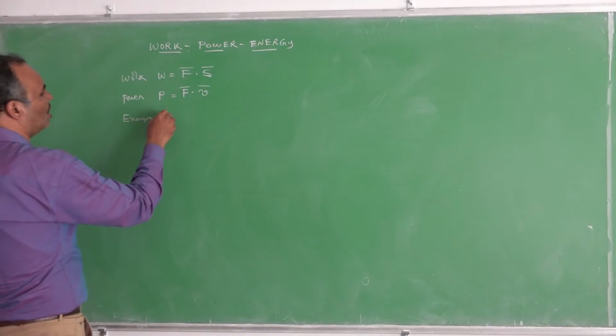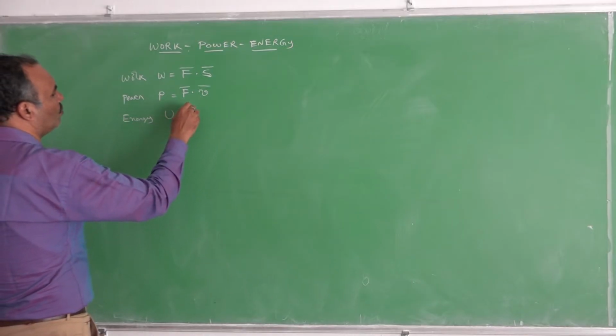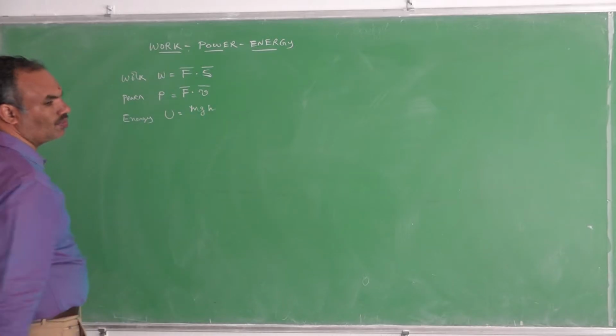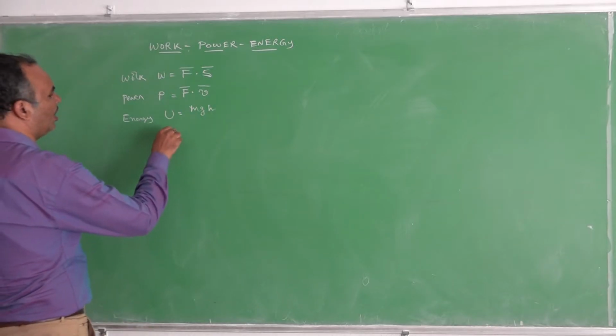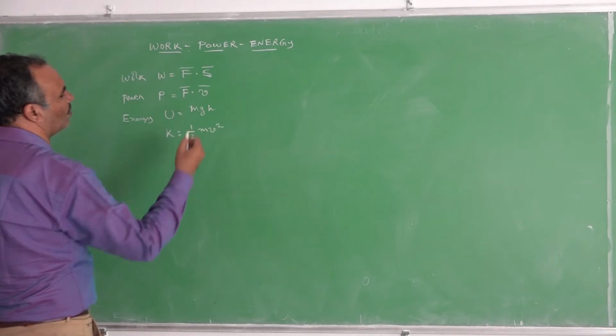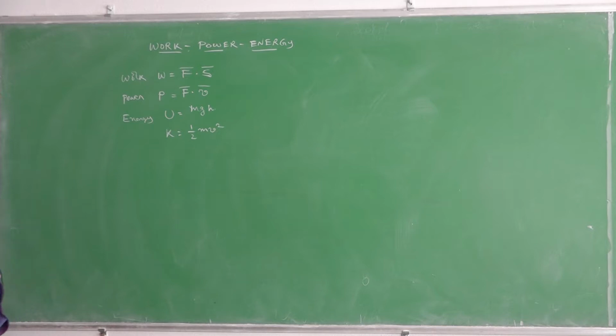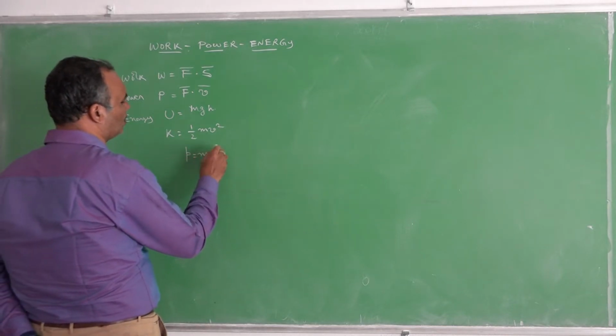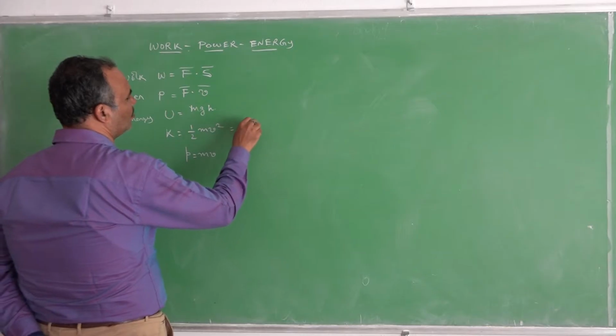if it is potential energy, it is represented with U, mg into height of the center of mass of the object. And the kinetic energy is represented as half mv square. In terms of momentum, which is mass into velocity, it can be written as p square by 2m.